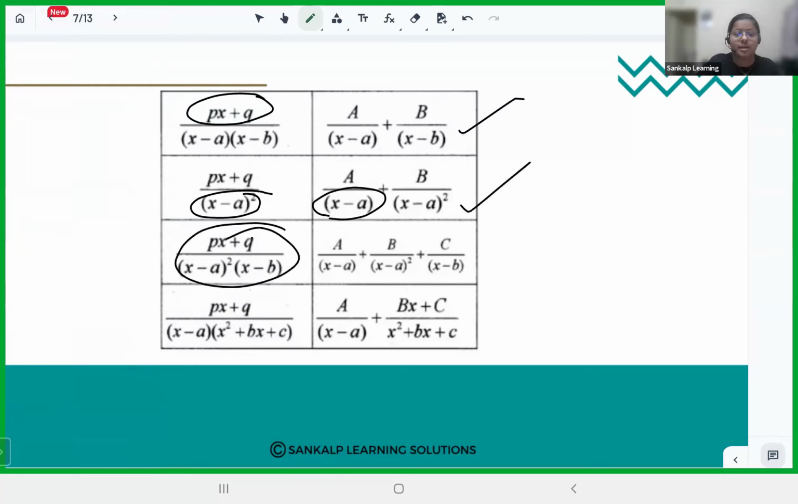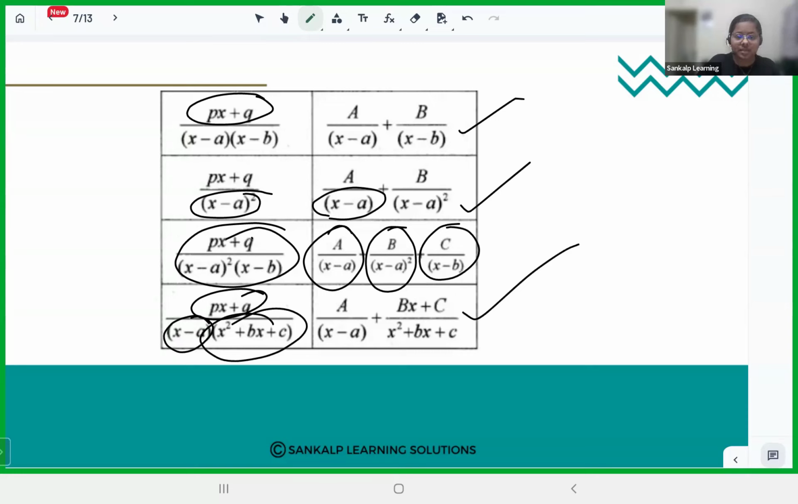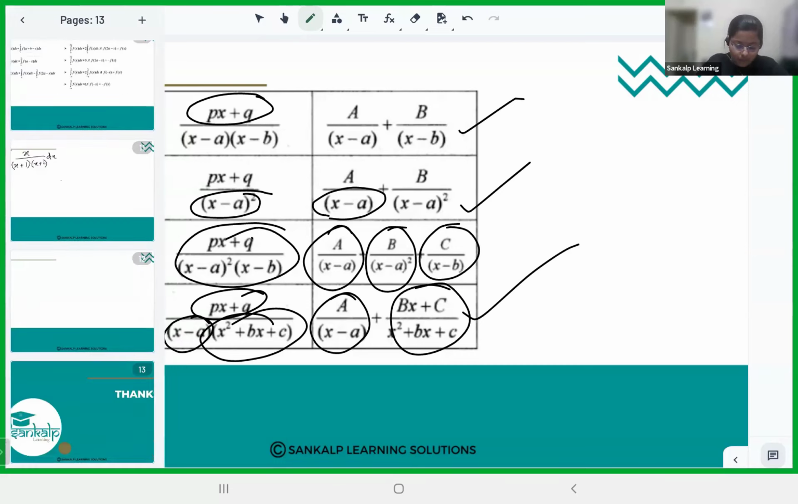If it is of the form x minus a the whole square into x minus b, then a by x minus a plus b by x minus a the whole square plus the third term, c by x minus b. Alright, and if it is of the form some linear polynomial into a quadratic polynomial, then what should be the form of partial fraction? It is a by x minus a plus bx plus c by x square plus bx plus c. All right, now we are moving on to our questions.